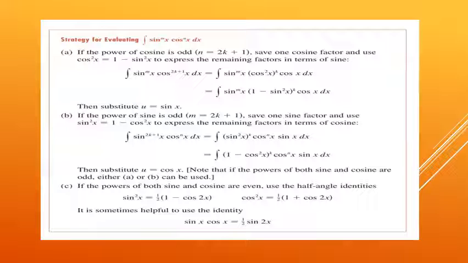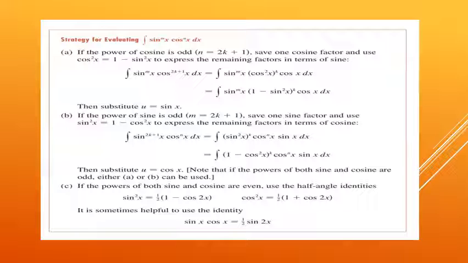And we solve it by sin^2 x = 1 - cos^2 x, then sin^k x cos^n x sin x dx. Then substitute u = cos x. Note that if the powers of both sine and cosine are odd, either a or b can be used. And here we have strategy C. If the powers of both sine and cosine are even, use the half angle identities.